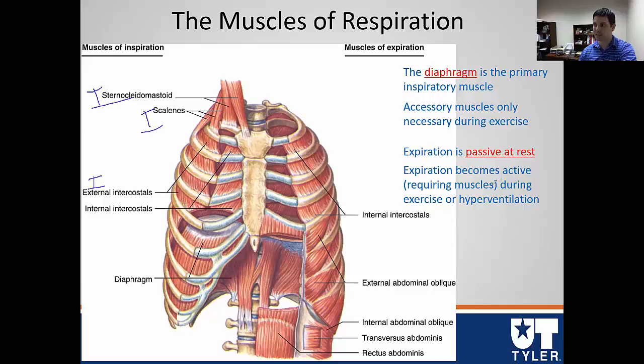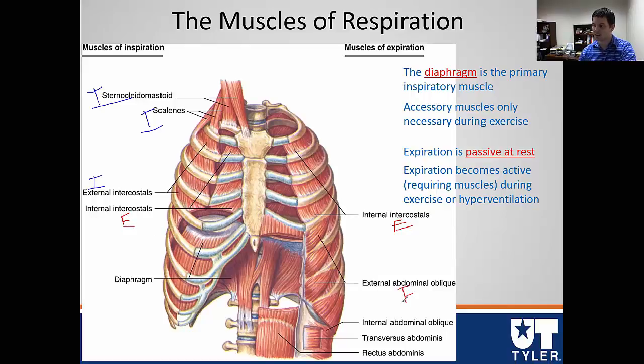During exercise, expiration can become active, where we actually have muscles contracting, decreasing the intrapulmonary pressure by squeezing the thoracic cavity. This occurs during exercise or during hyperventilation, when we force increased expiration out. And the muscles involved in that are the internal intercostals.